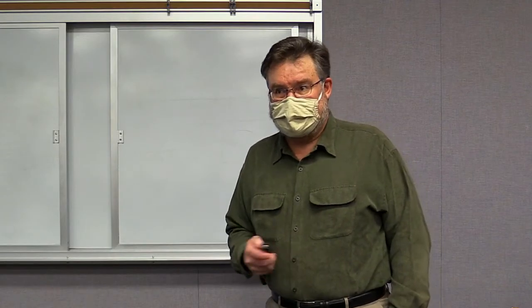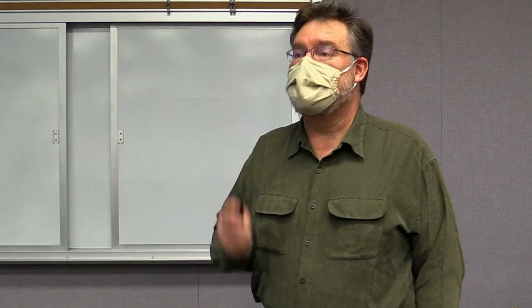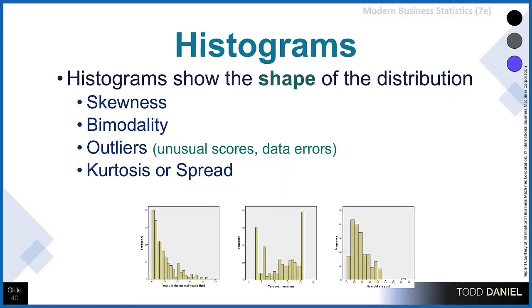What are the advantages of a histogram? Histograms do something very important. They show us the shape of the distribution. And the shapes could be a normally distributed curve, but very often they are not normal. There's something that has deviated from normal. So we need to know how to talk about those non-normal curves or the deviations from normality.